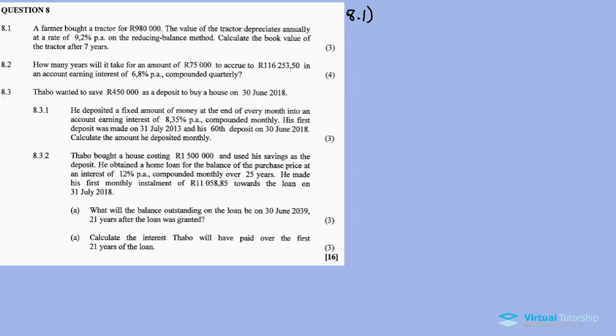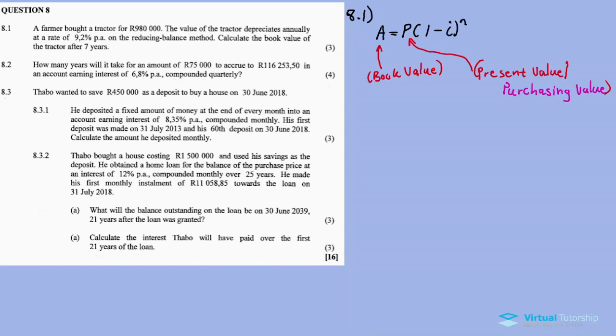So 8.1. Depreciation is calculated using a reducing balance. So A is equal to P in bracket 1 minus i, interest rate, close bracket, raised to exponent n. Alright, okay. A will represent the book value, not the accumulated amount, because the value doesn't accumulate, but instead it reduces or depreciates in value.